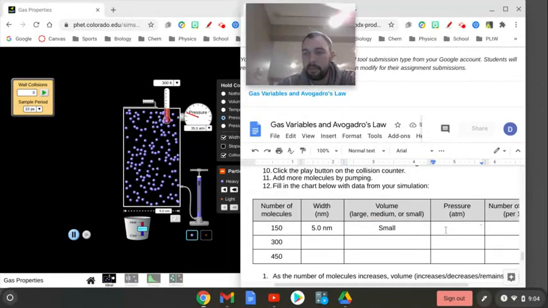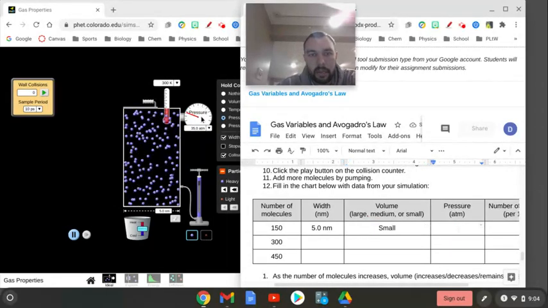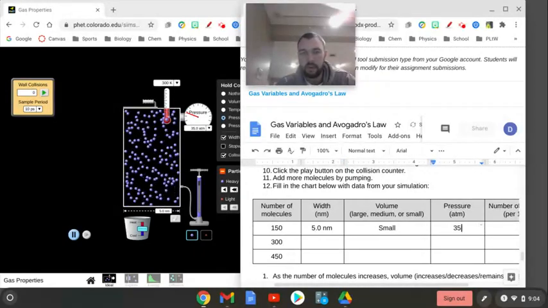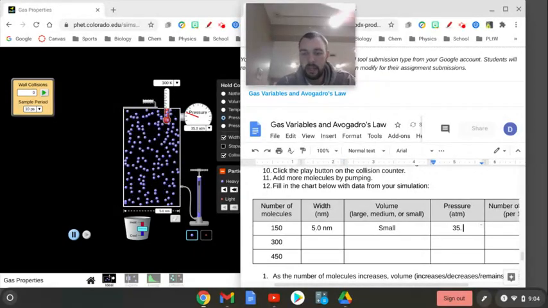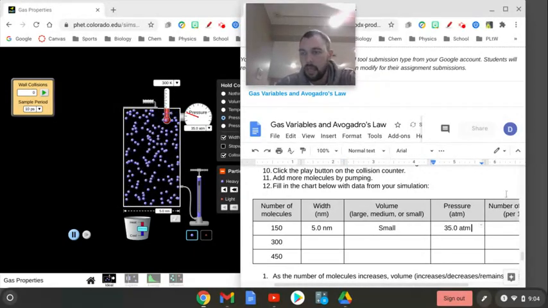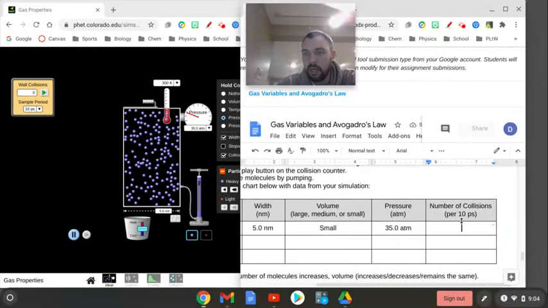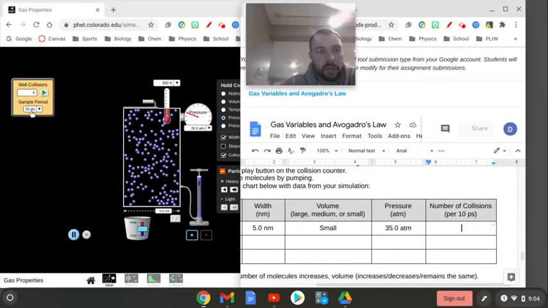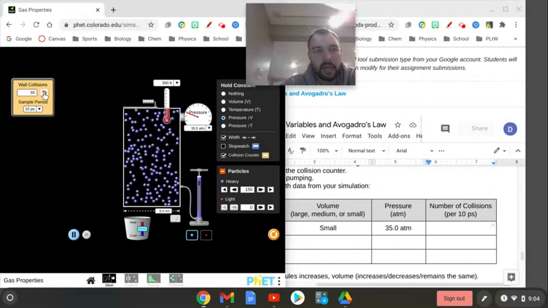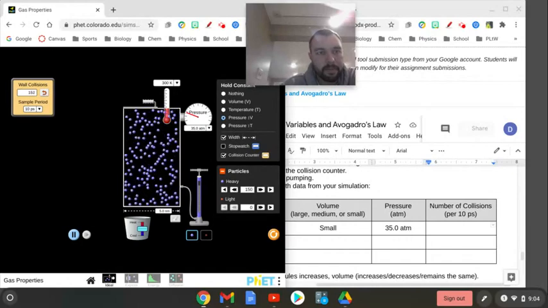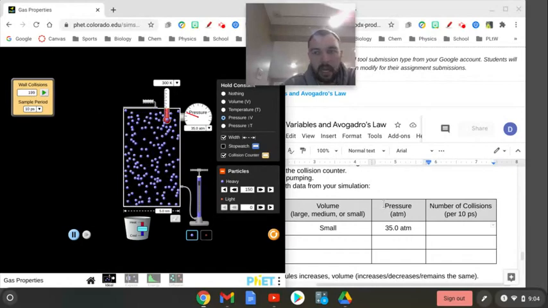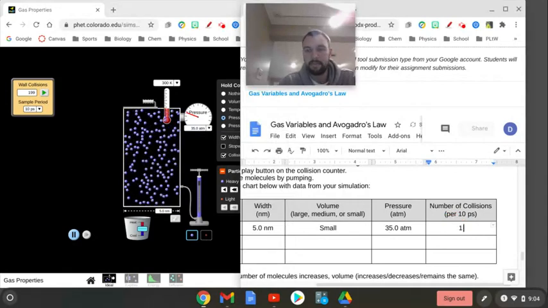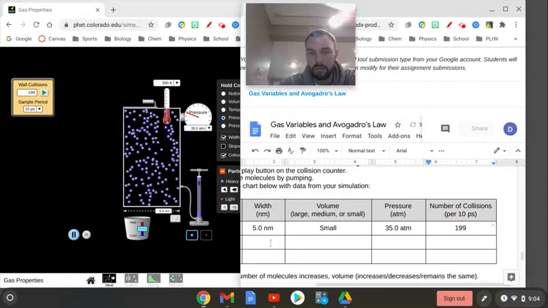All right, pressure. I'm going to read the pressure here. That's 35 ATMs. And what is this? Number of collisions per 10 picoseconds. So all I got to do is hit play here. And it says 199. Okay.